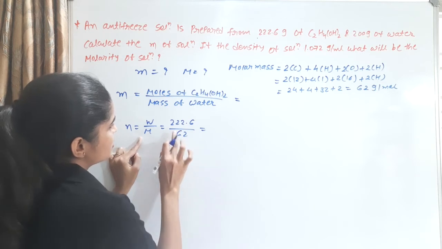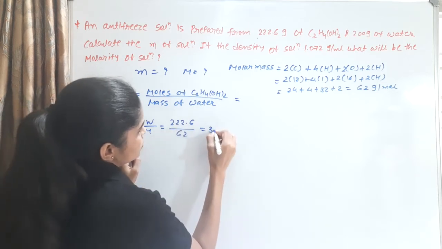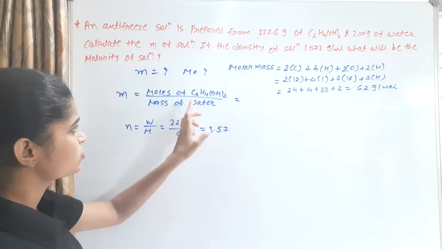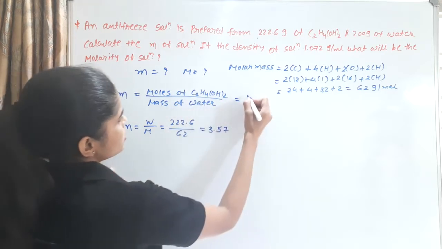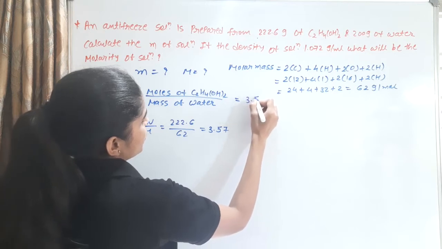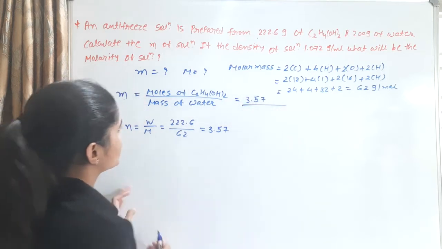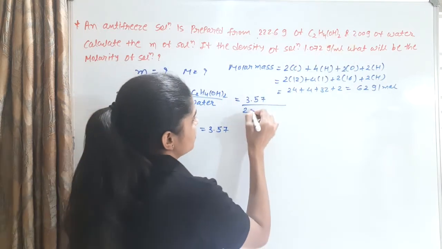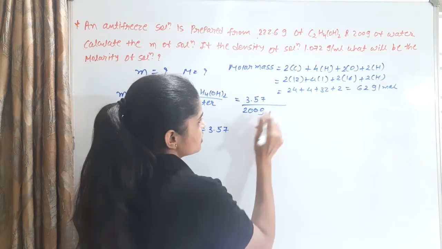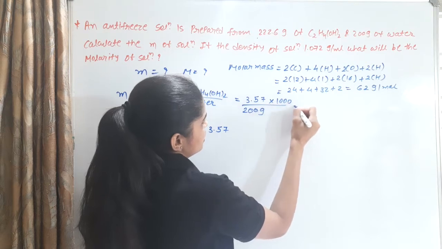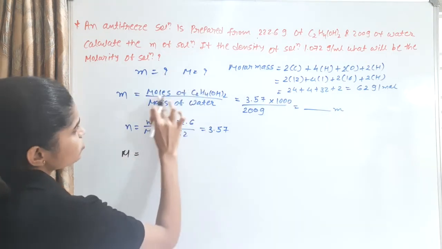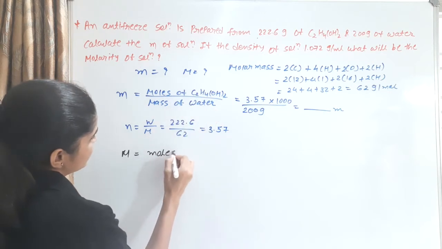222.6 divided by 62 gives 3.57. This is the moles of C2H4(OH)2. So molality is equal to 3.57 divided by the mass of water. Mass of water given is 200 gram, and this is in gram, so multiply with 1000. It gives the molality.